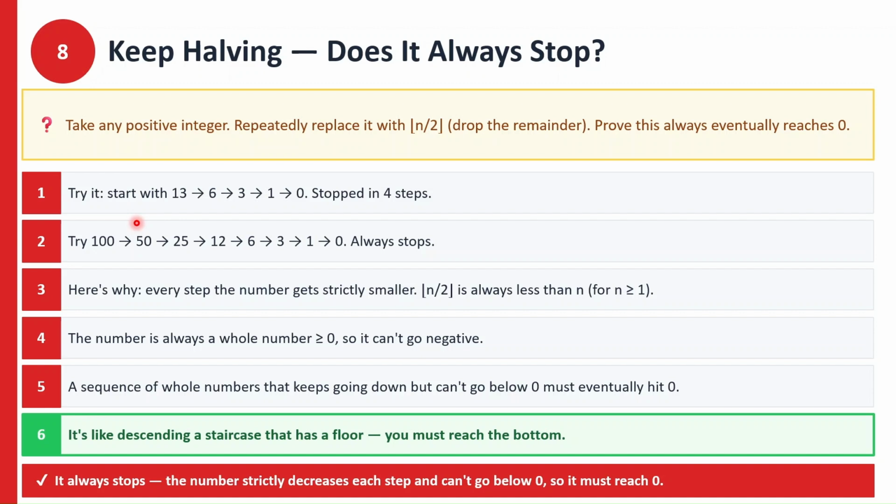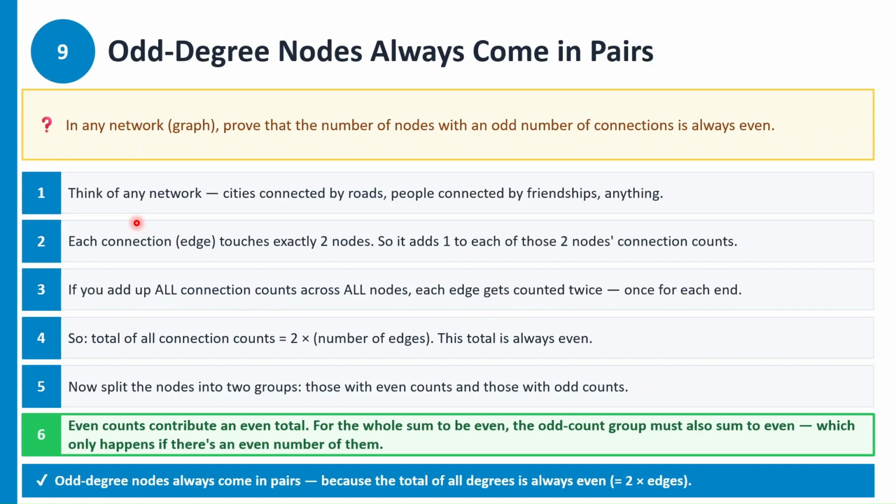Even when you can't take examples, you can use the plus or minus one trick. That's really good. So in any network graph, okay, prove that the number of nodes so far.